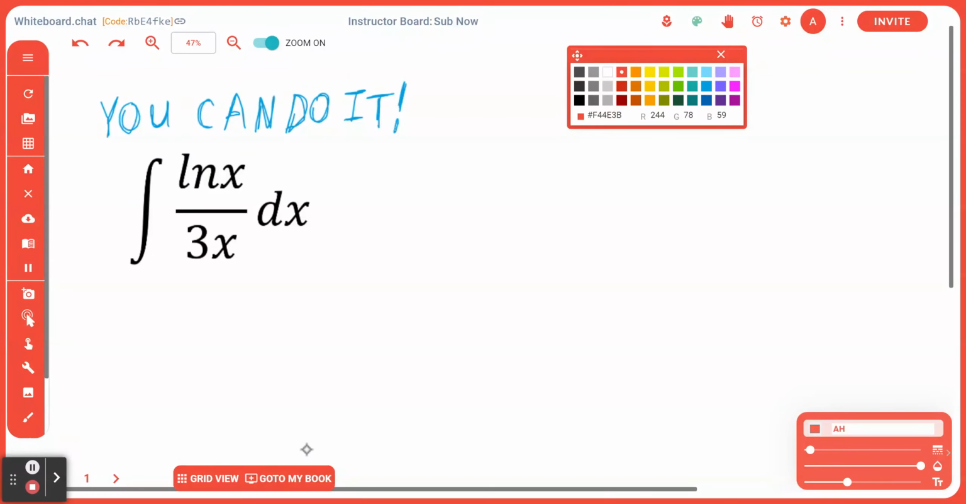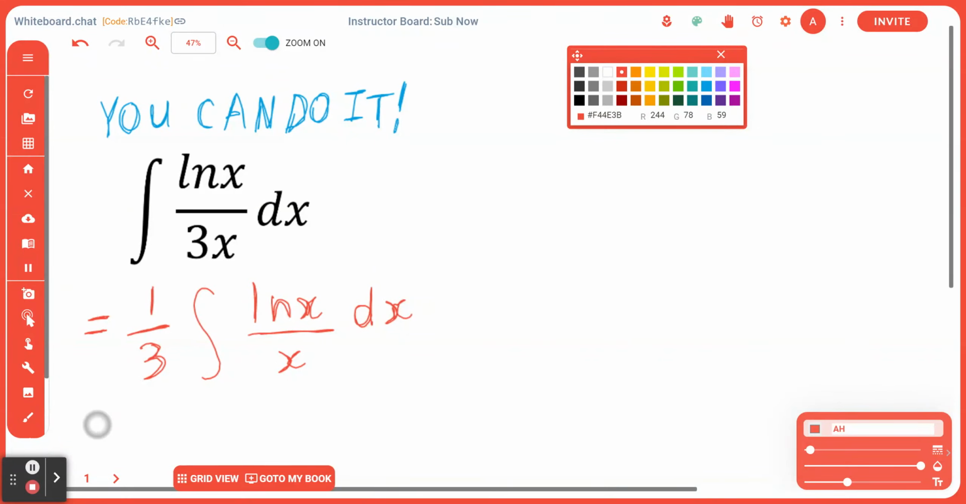Hi everyone, let's take a look at the following example. Find the antiderivative, or find the integration, of ln x divided by 3x with respect to x. Step number 1: the constant 1 over 3 can be brought to the front. So you can rewrite this as 1/3 times the antiderivative of ln x divided by x, and again you're integrating with respect to x.